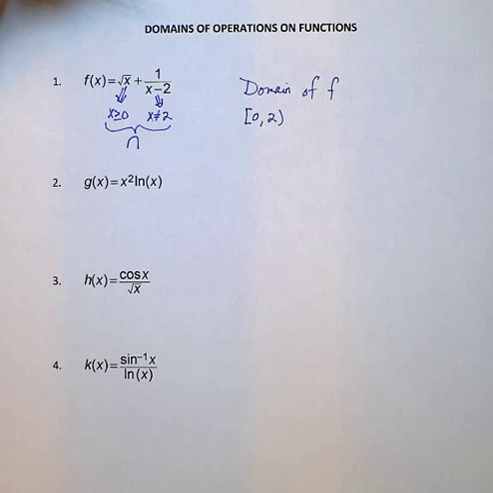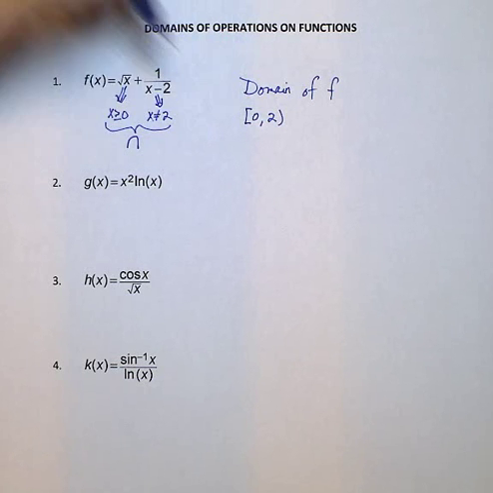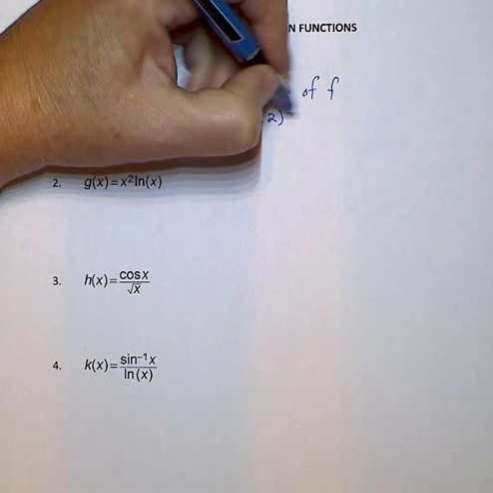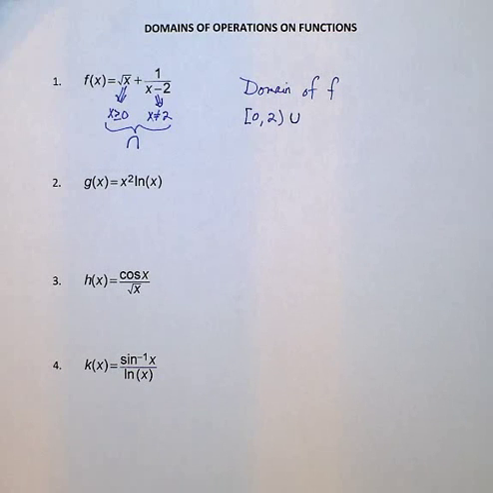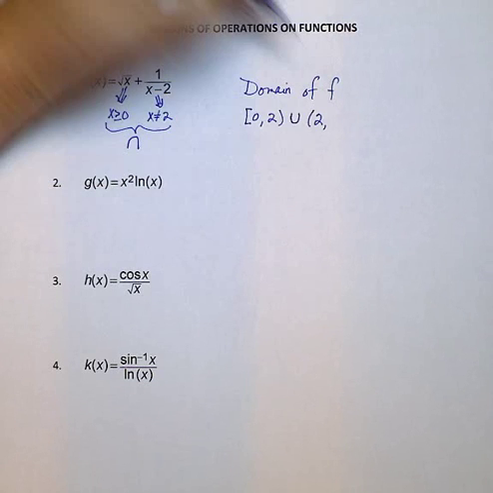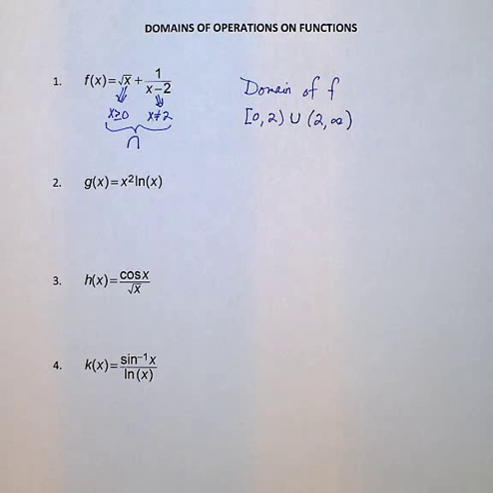Remember this notation in interval notation, the bracket means we're including the 0, the parenthesis means we're not including the 2, together with, I'll use the mathematical symbol union, together with the interval from 2, not including the 2, to infinity, and of course we can never include the infinity. So there's the domain of the function f.